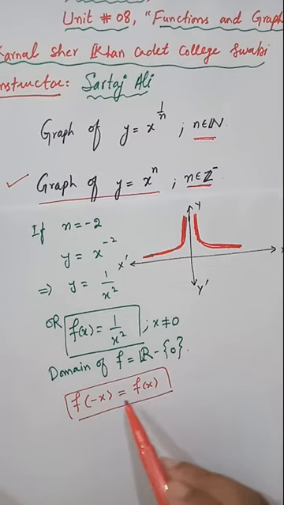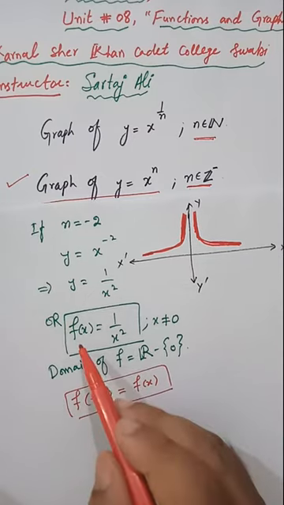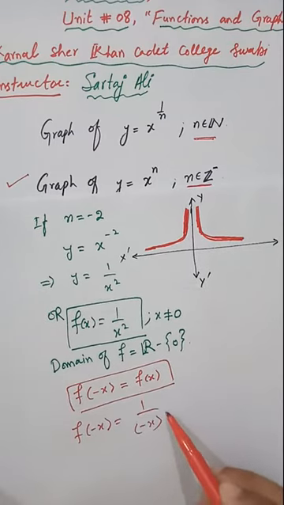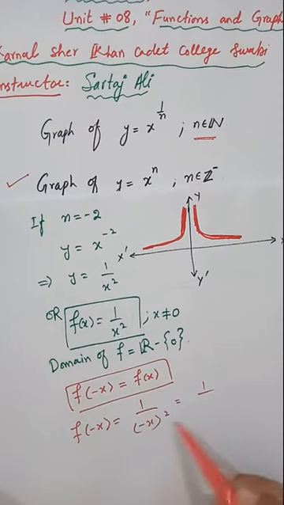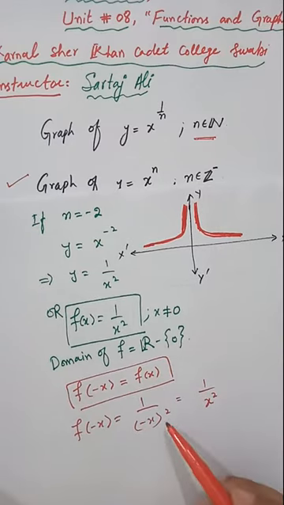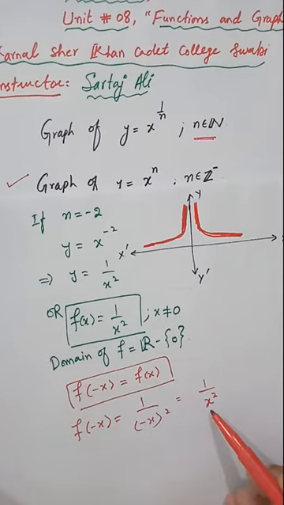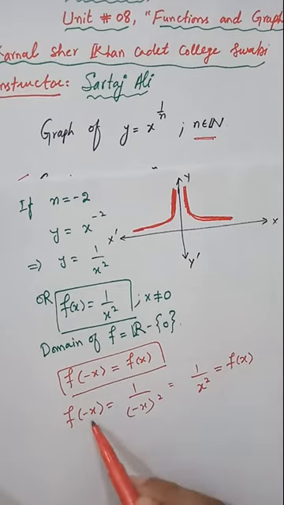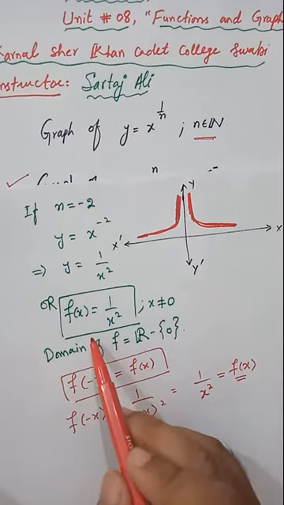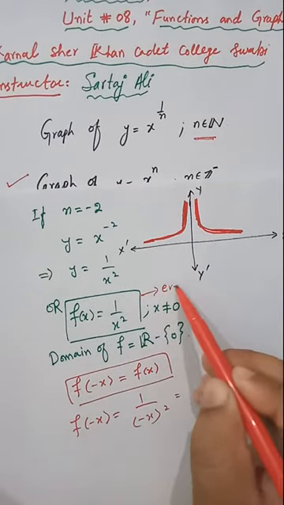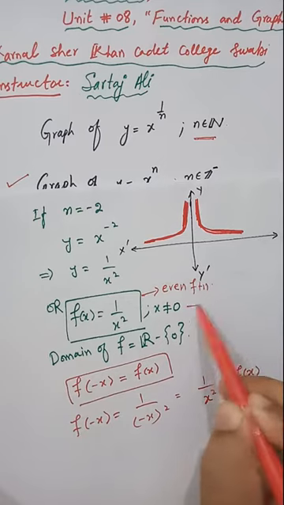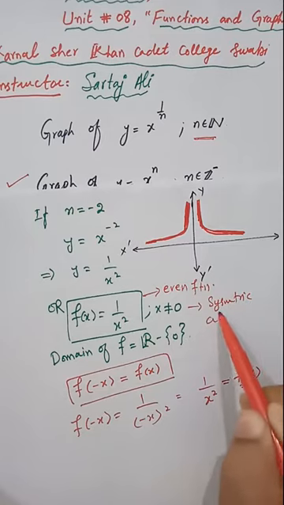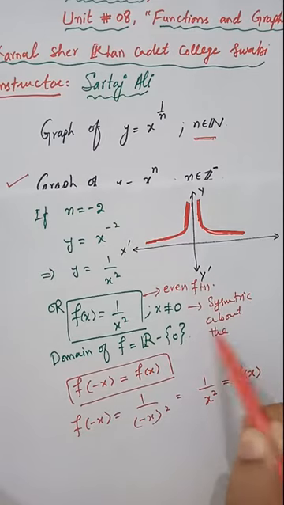This is the criterion to check whether the given function is even or odd. So if I plug in minus x in the given function, that becomes 1 divided by minus x whole square, but 1 divided by minus x whole square means 1 by x square, because the power is even, so you get a positive sign here, and that is actually equal to f of x. So you see that f of minus x is equal to f of x in this case. So this function is an even function, symmetric about the y-axis.